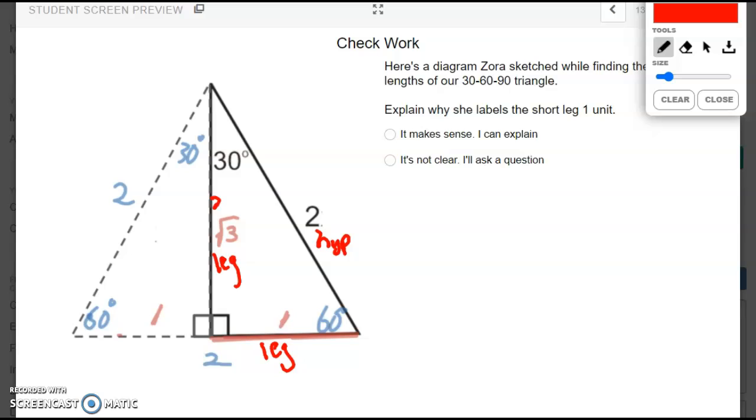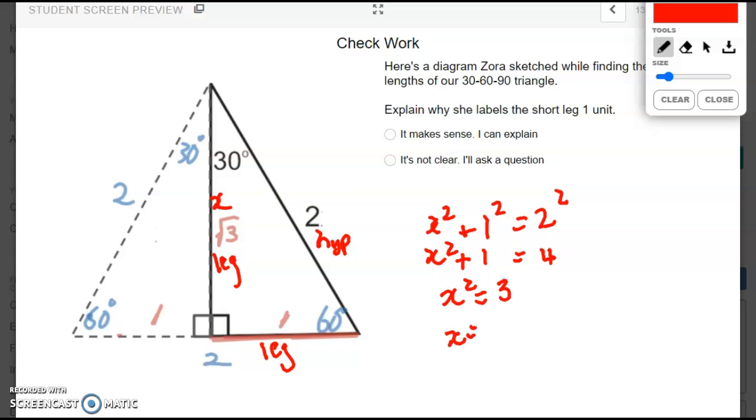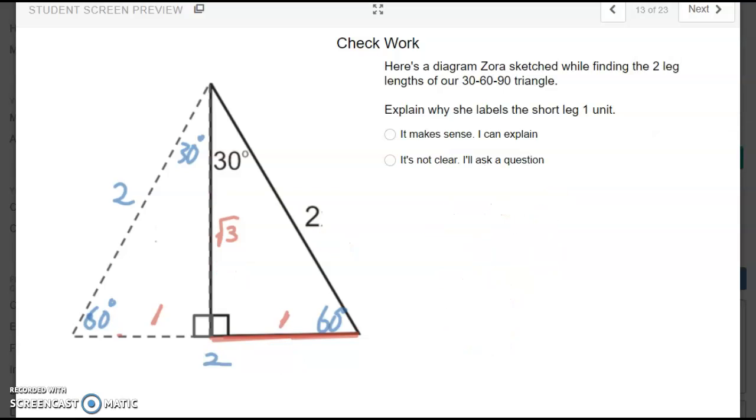So to figure out what this is, we can say that x squared plus 1 squared, that's 1, is 2 squared. So 4 is equal to 1 plus x squared. Bring 1 to the other side and you're left with x squared equal to 4 minus 1, which is 3. So x is the square root of 3. That's how I got my square root of 3 there. Okay, so we've already talked about that.